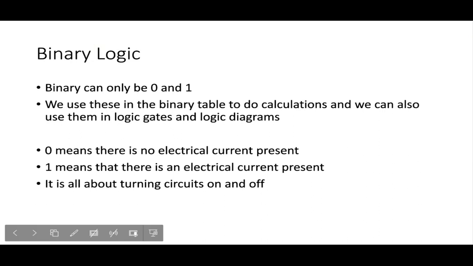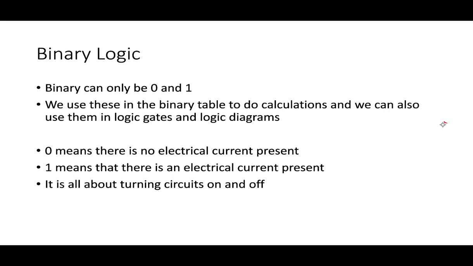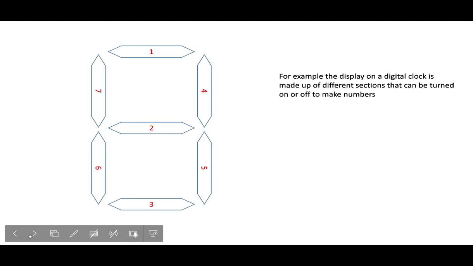So, reason we use binary. It's only used as zeros and ones. You do it in the binary table to do calculations, but you can also use them in logic gates and logic diagrams. If you remember rightly from, I think it's year 7 when you were taught this, if there is a 0, it just means there's no electrical current in the logic diagram. If there's a 1, it means there is electrical current. All right, it's all about turning circuits on and off. So we will go to next slide.